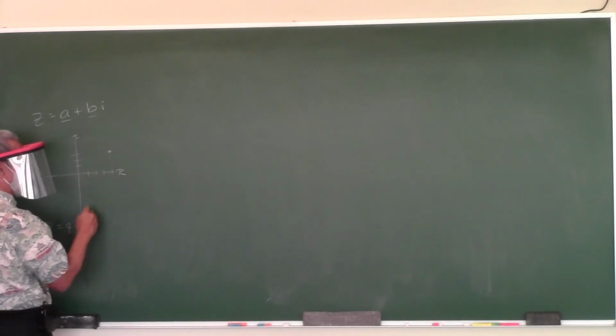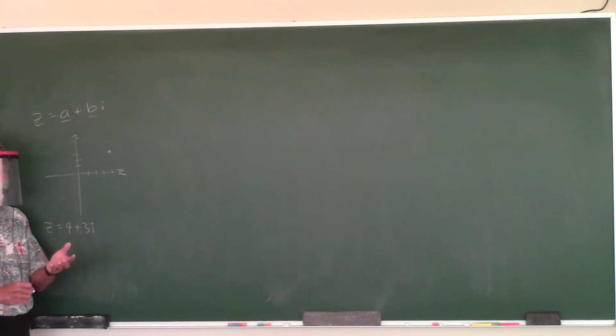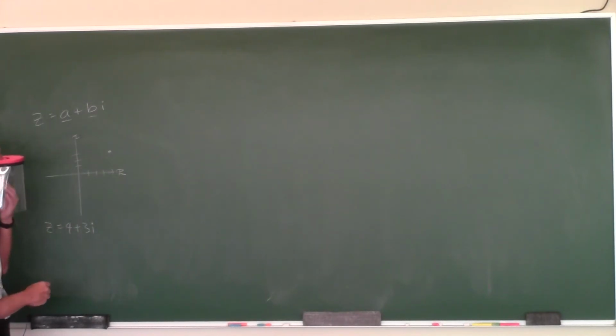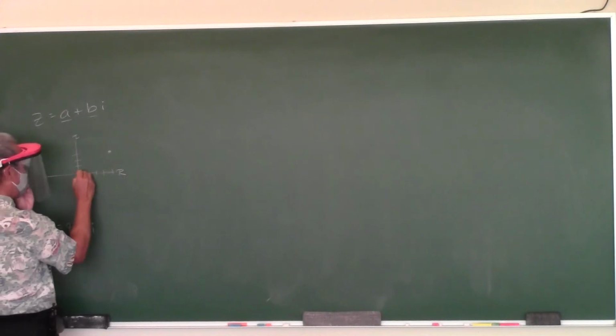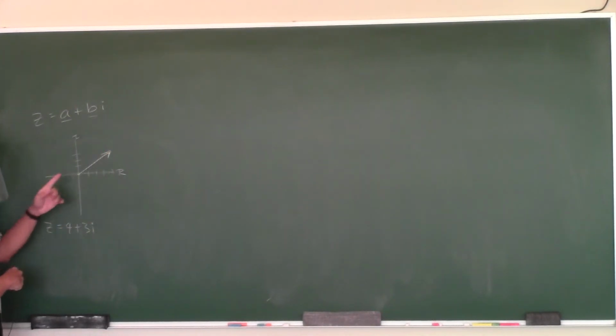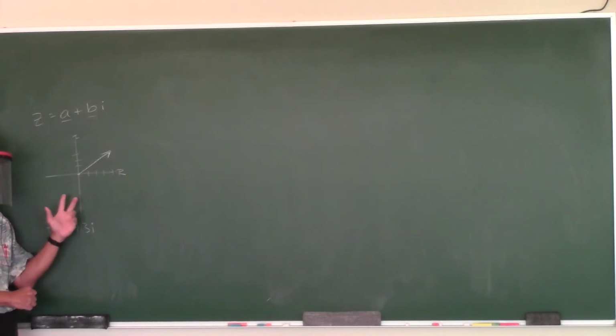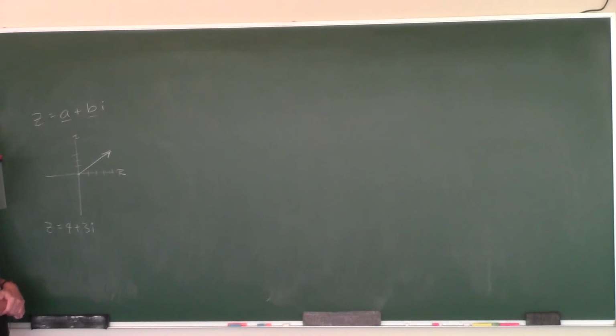You plot that point, but it's a vector, and you guys in physics should know what a vector is, right? And if you don't know what a vector is, it's an arrow. It's an arrow that points from the origin to that point. So that's what a complex number is. It's a vector in the complex plane. So you just think of that as the point 4, 3. Draw an arrow from the origin to that point. That's how you make the vector.